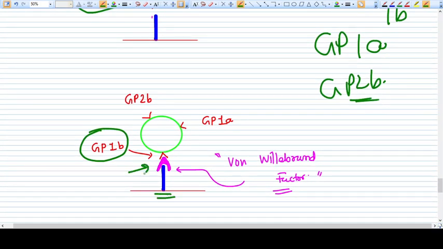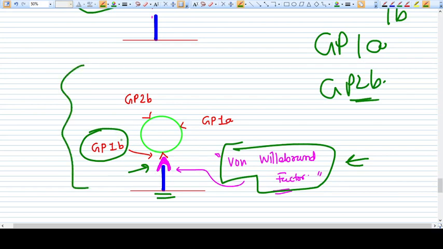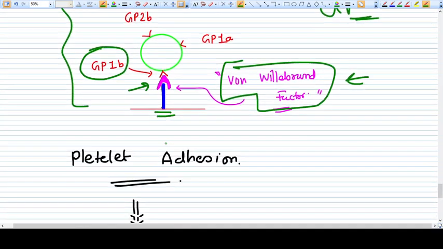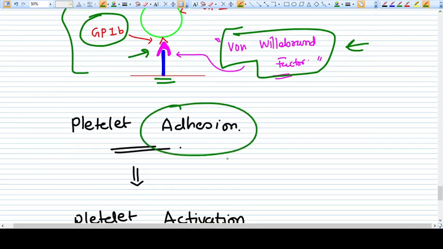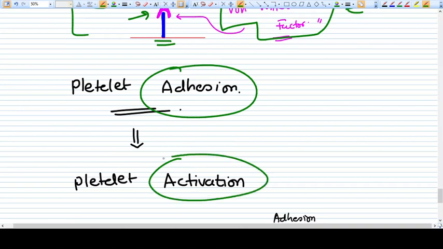Now, this glycoprotein 1b directly cannot contact with collagen. It needs some stabilizing factor, and that factor is von Willebrand factor. What is von Willebrand factor? It stabilizes the platelet adhesion to the collagen. So this whole process I am trying to tell you is platelet adhesion. Once the platelet adheres to the collagen, it gets activated.